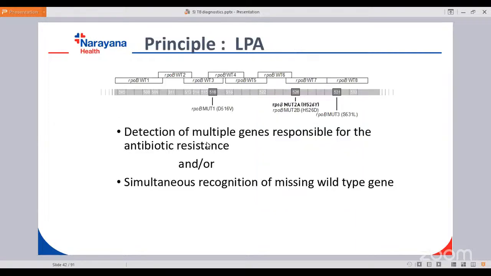Okay, there is a line 1 and a line 2. Basically, this is a molecular test that gives you results in the form of a line. So the final results are in the form of development of lines. Therefore, it's called a line probe assay. What it does is it detects the genes that are responsible for antibiotic resistance. It sees whether there is any mutation in those genes, or whether some regular genes are missing.